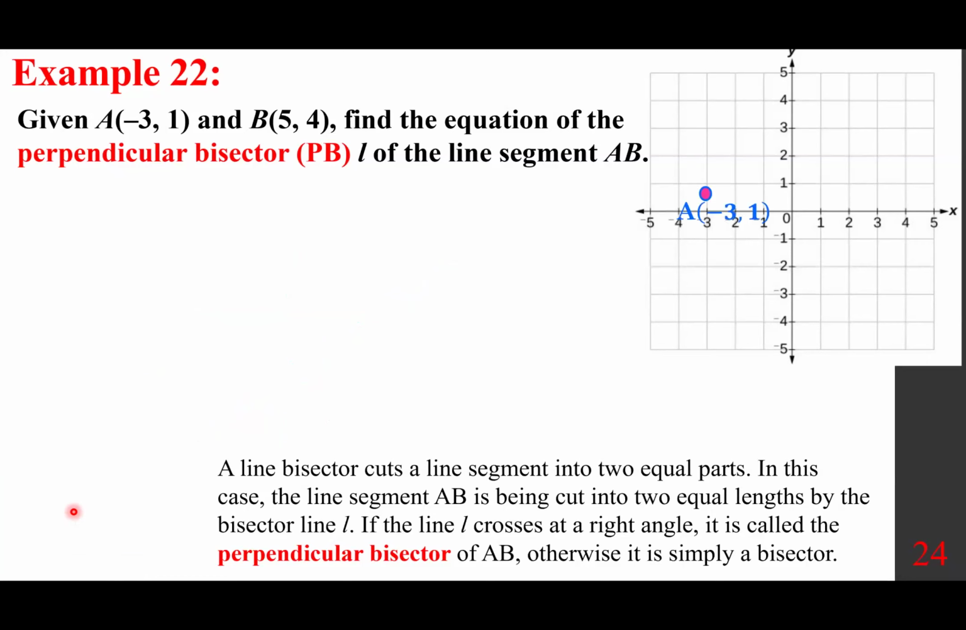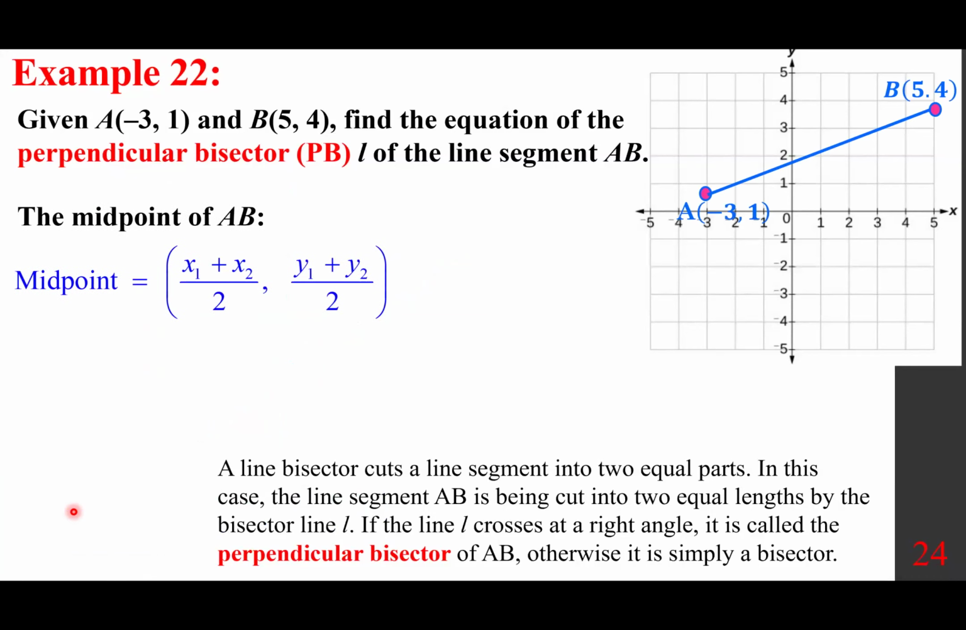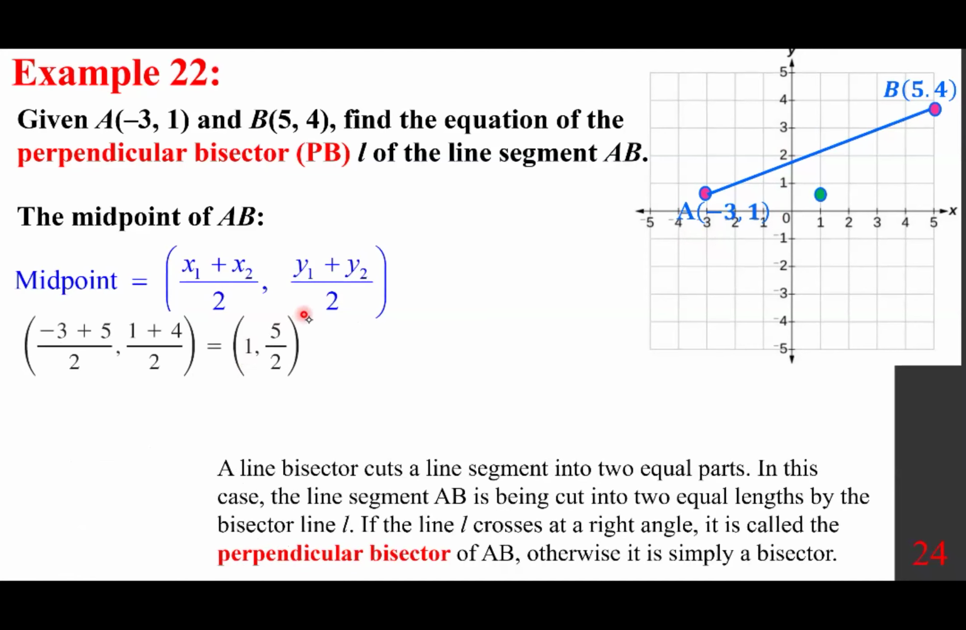So here's one of them, A having coordinates -3 and 1, B having coordinates 5 and 4. When we connect them, we have to find the midpoint. The midpoint formula is x sub 1 plus x sub 2 divided by 2, y sub 1 plus y sub 2 divided by 2. So add the x's, -3 and 5 divided by 2, add the y's, 1 and 4 divided by 2, so we get 1 and 5 halves. So this is the midpoint between these two points.